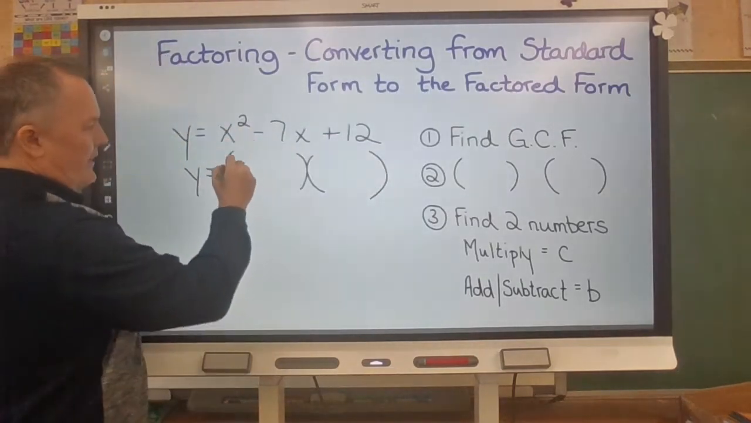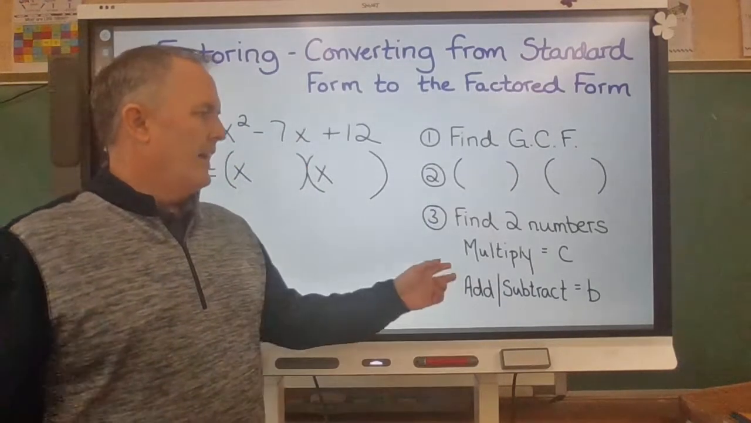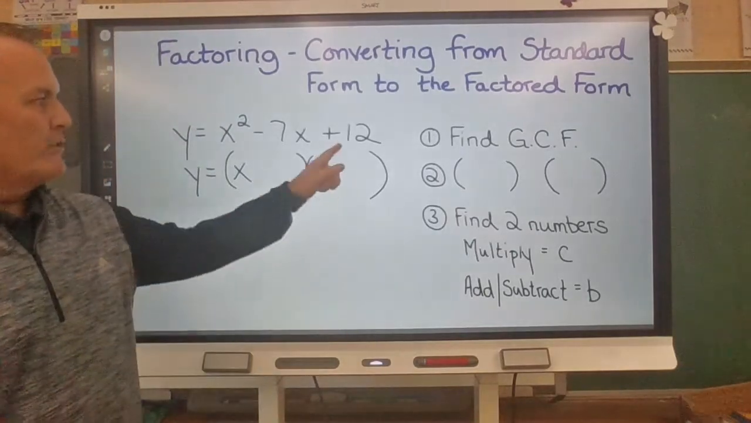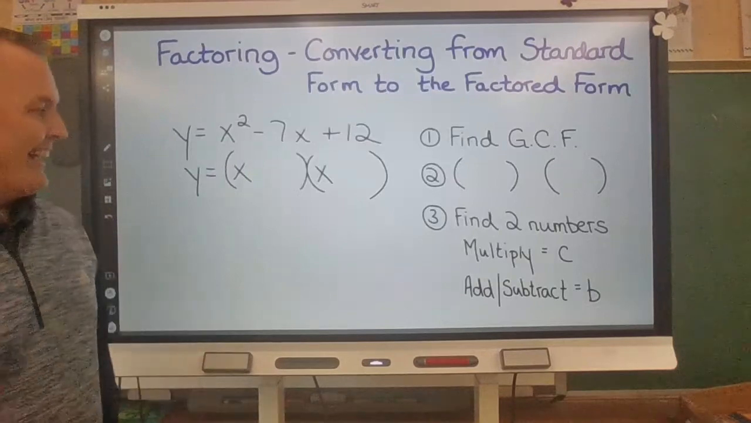We got an x squared up front, so I can start off with a couple of x's real quick, just to get us going. All right, two numbers that multiply together to give me 12, and when I add those together, they give me negative 7.